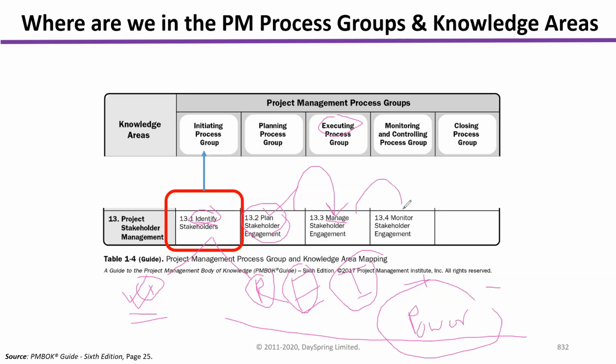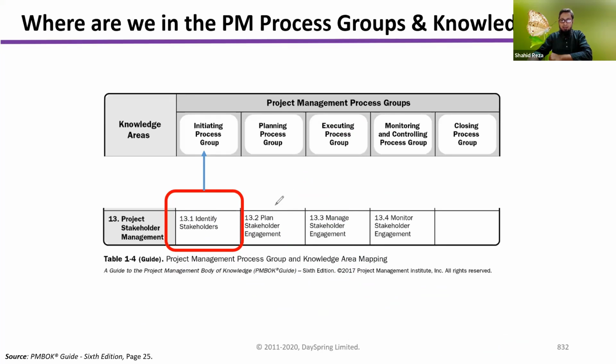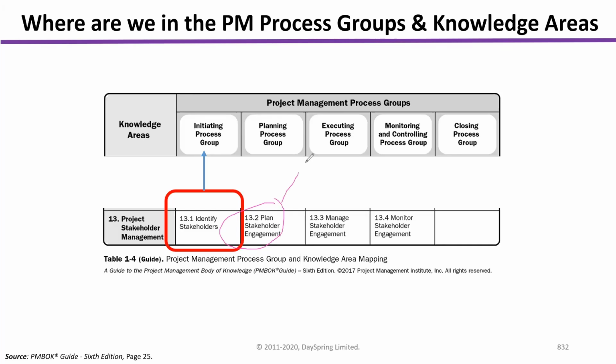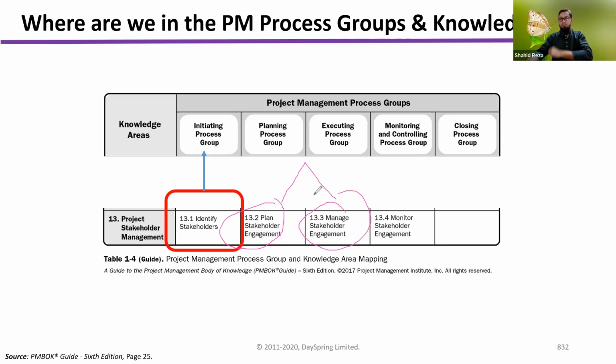And finally, the last process of this knowledge area is monitor stakeholder engagement. That means you have to monitor whether, in execution, we are following the plan we made here or not. Number two, whether the plan we made is effective or not, or whether there is any chance of improvement. So that again needs to be checked here in monitor stakeholder engagement. And third, is there any need for a change request?